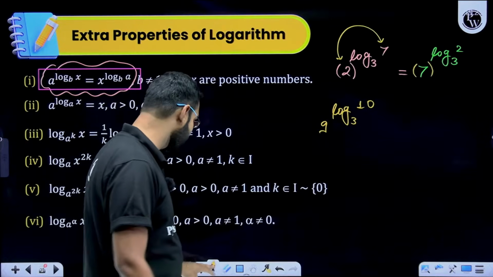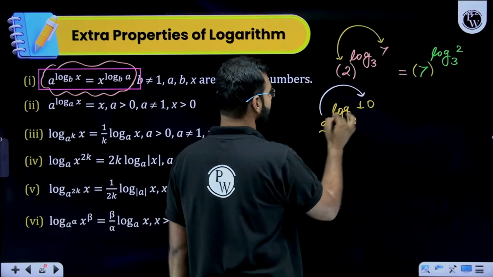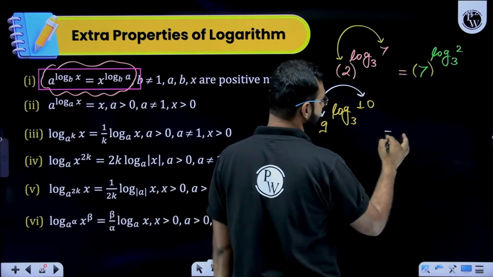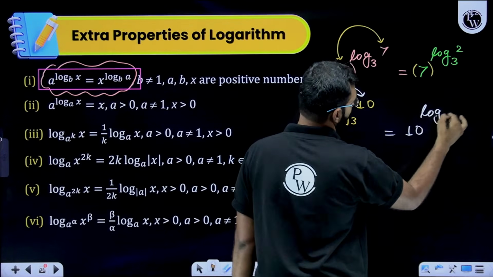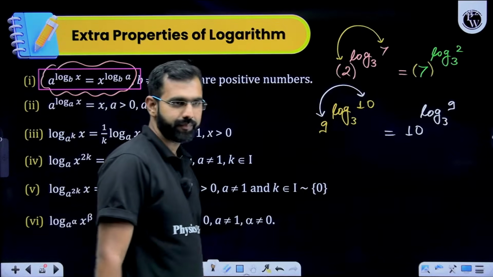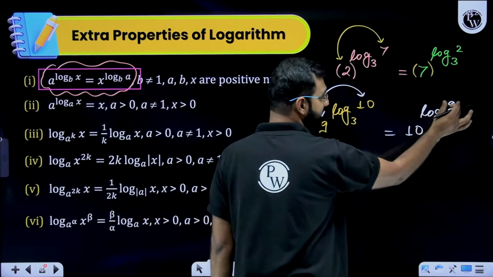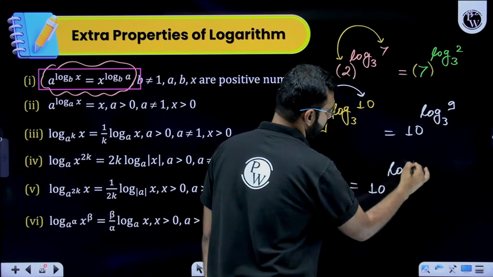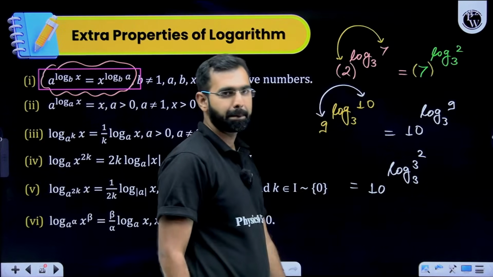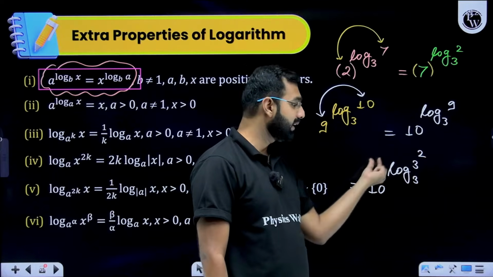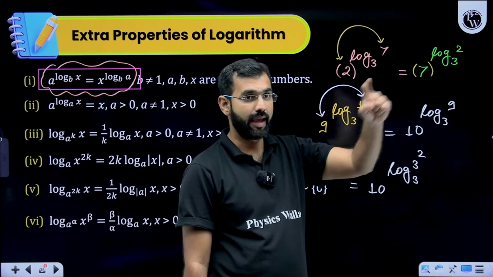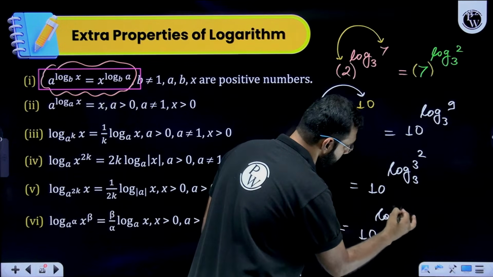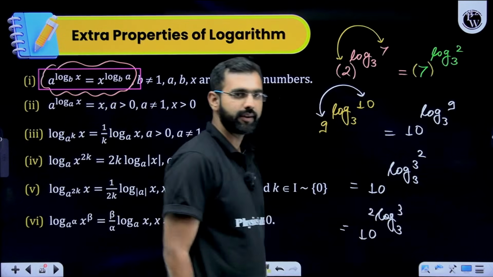9 raised to the power log 10 base 3, what will be its value? Do tell me. As we have just clearly discussed, this 9 and 10 can be swapped. I hope you do remember. So I can write it as 10 raised to the power log 9 at base 3. With that, this 9 is nothing but 3 square. So I can write it as 10 to the power log of 3 square at base 3. And if it is 3 square, I can bring this 2 to the front, log m to the power n is n log m. I hope you remember that. So this will be 10 to the power log of 3 base 3, and this 2 comes to the front.